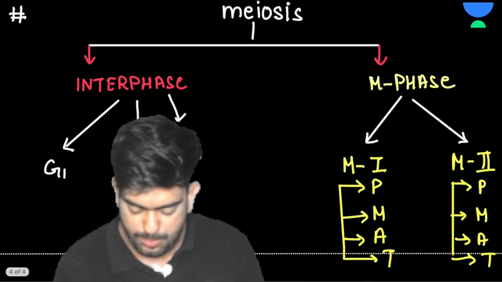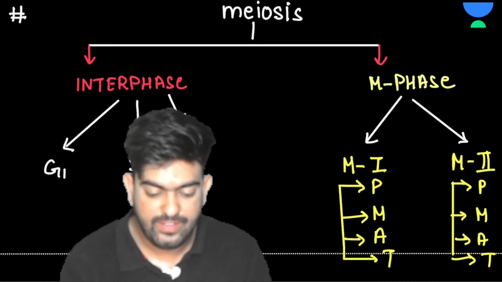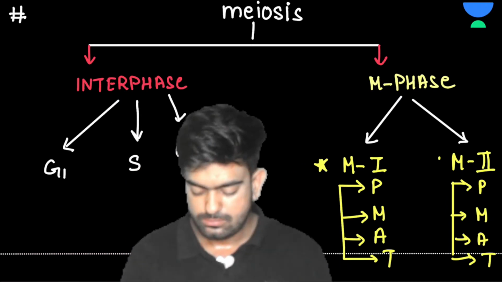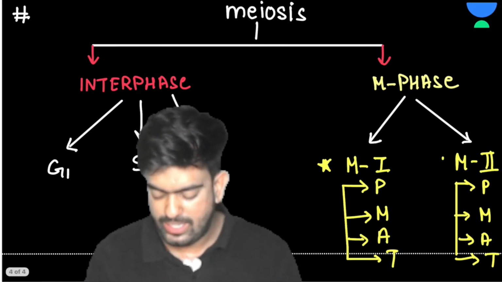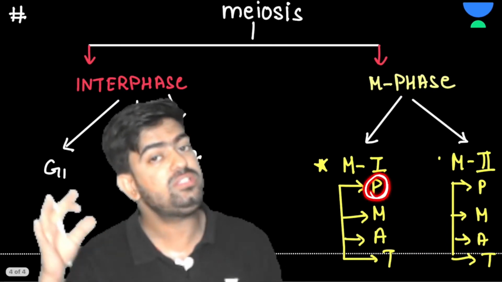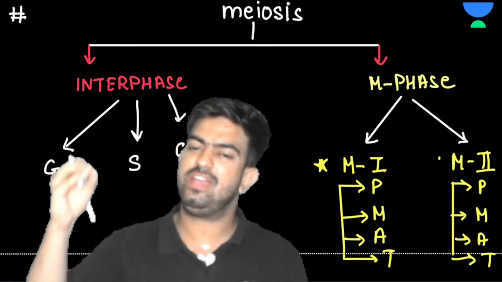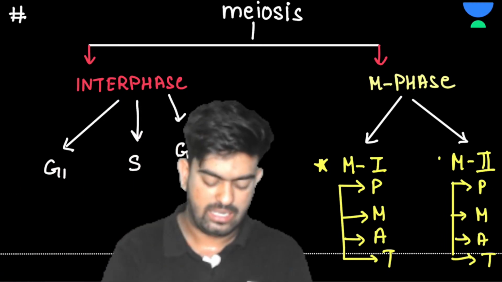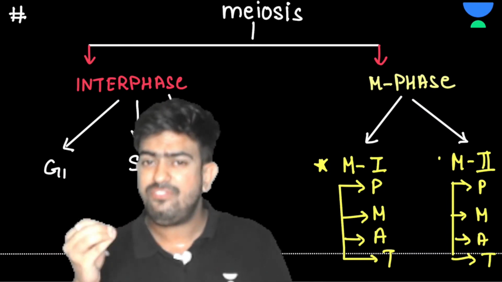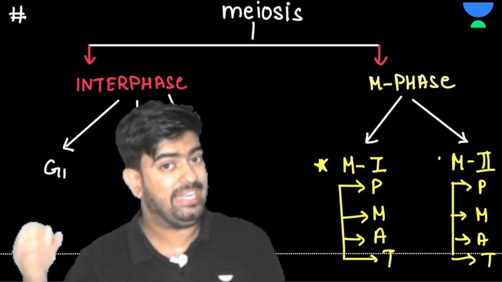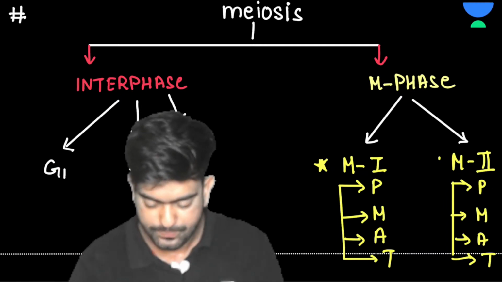So we are not going to pay attention to this, rather we are going to pay attention to meiosis 1. Now here in meiosis 1, the prophase is also further divided into lots and lots of stages. So we are going to discuss everything, but let's have some basic knowledge of each and every terminology, and then we are directly going to jump into the cell cycle.